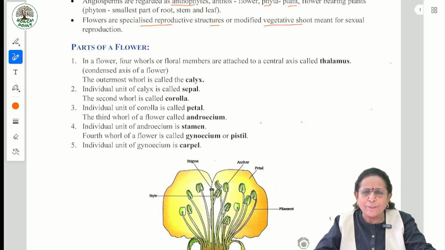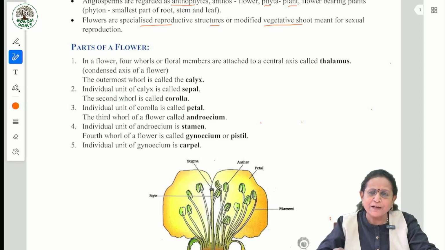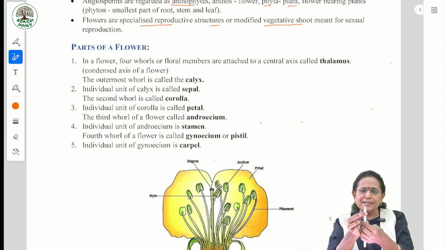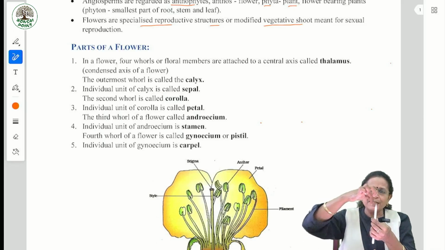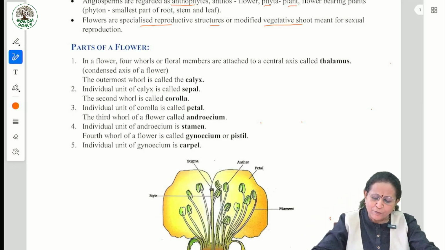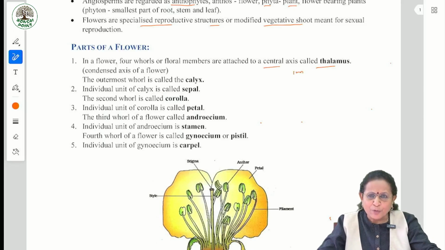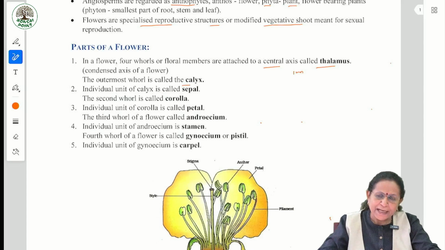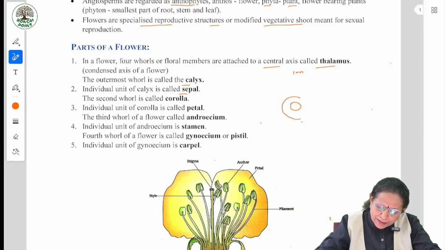Okay, passing on to the parts of a flower, these are very common 1 mark and NEET questions. In a flower there are 4 whorls. If this is the axis of a flower, which is called the thalamus, the units of the flower are present around the thalamus, thereby we say whorl. Then what is the thalamus? It's the condensed axis of a flower. Outermost whorl is said to be the calyx. Its individual unit is said to be the sepal. Second whorl. Okay, these are the whorls of a flower.